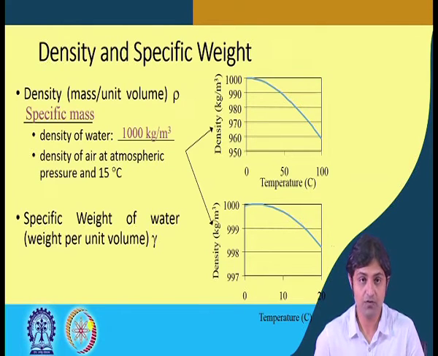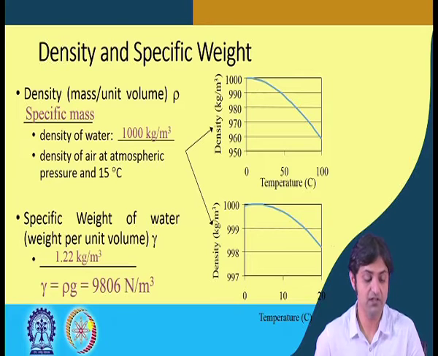The specific weight, that is called gamma, is 1.22 kilogram per meter cube for air, and the density and specific weight of water is rho g, 9806 Newton per meter cube.